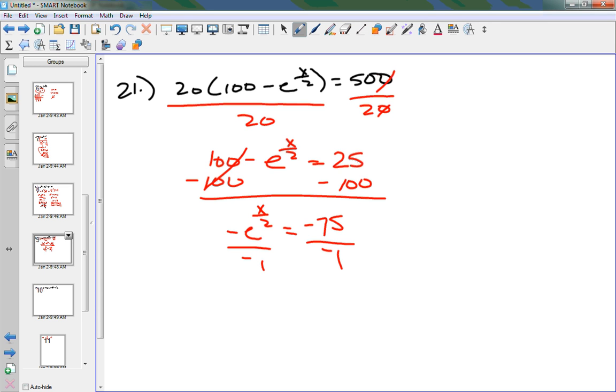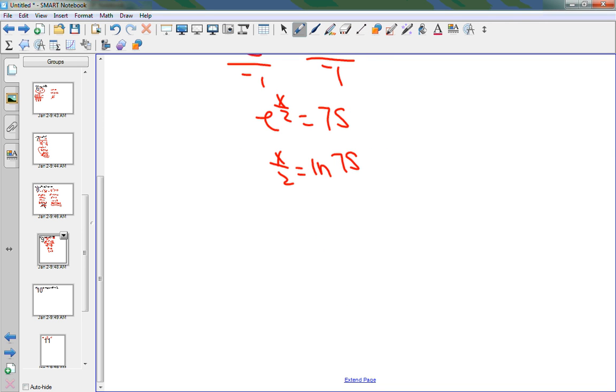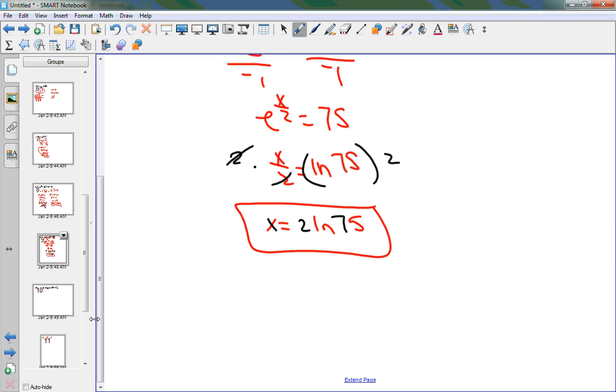Divide by negative 1. Take the natural log of both sides. And how do I get rid of that 2? Multiply everything by 2. So that's going to give you x is equal to 2 times the natural log of 75. Which is what?